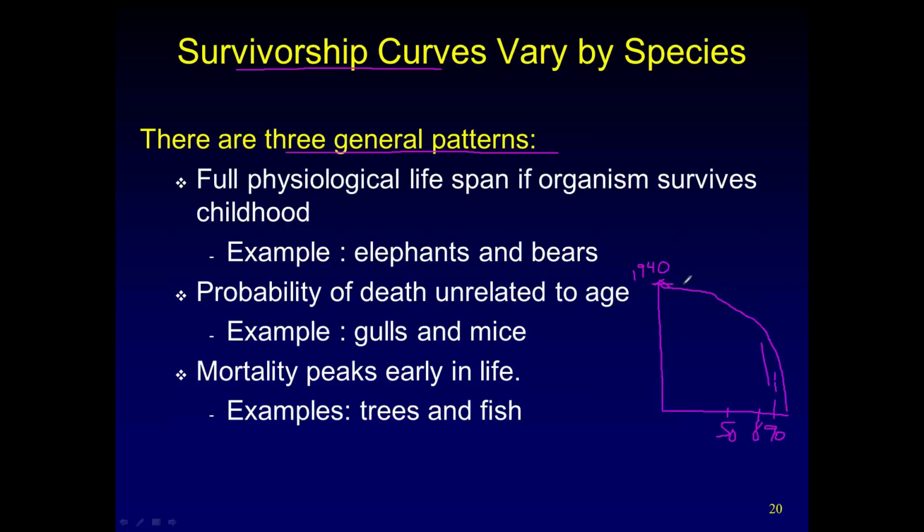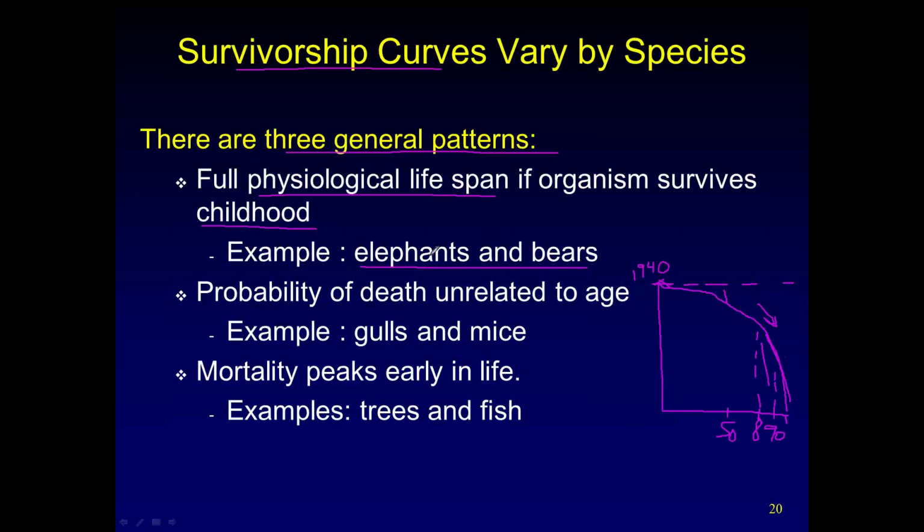Notice, there's not a huge drop-off for a long time, right? Most of us live to be, say, 50 years old. But then it starts to really decline sharply as age, diseases, and things like that start to increase. A fair number of people live to be 80, but then very few live to be 100. So basically, you have your full physiological lifespan if the organism survives childhood. And that's what we see in elephants and bears, and also humans. So we typically live our full lifespan. If we can just get through childhood, usually we do pretty well. And then death rates greatly increase as we get older.